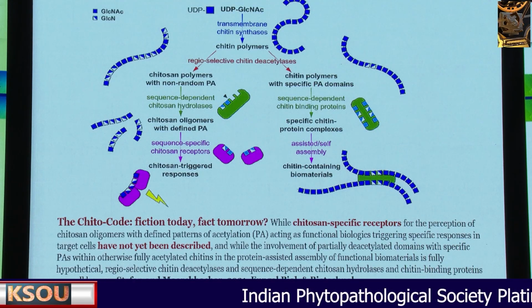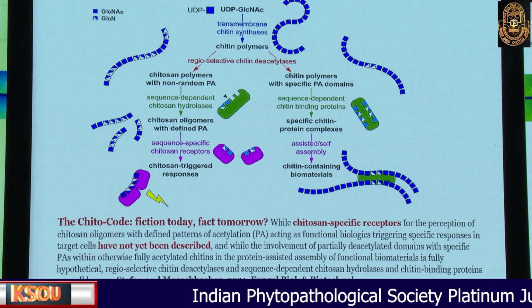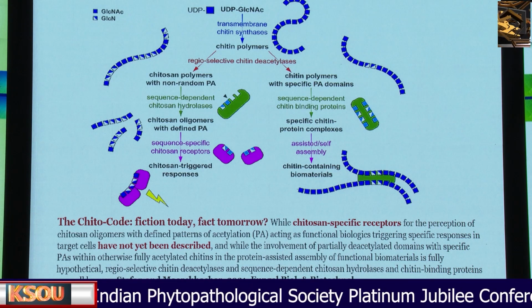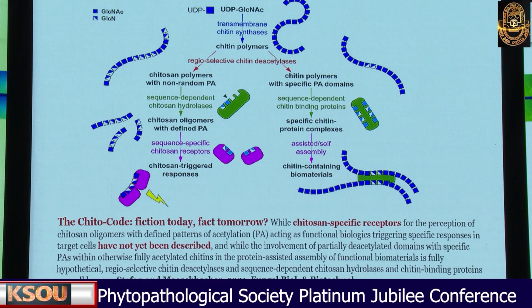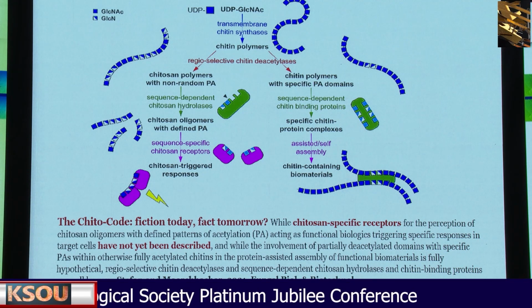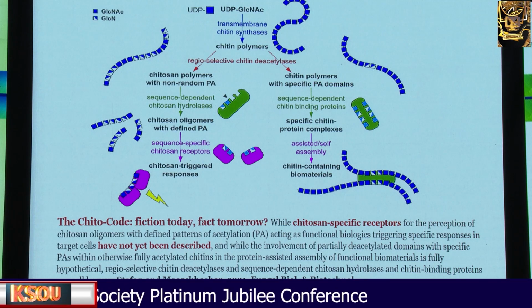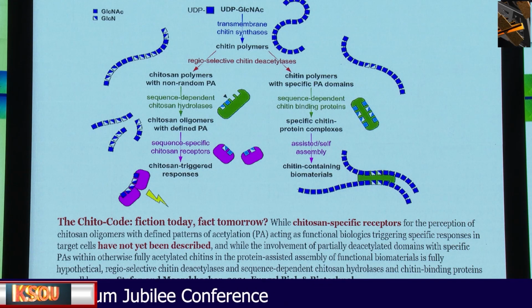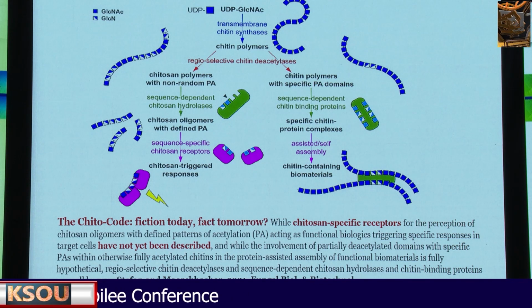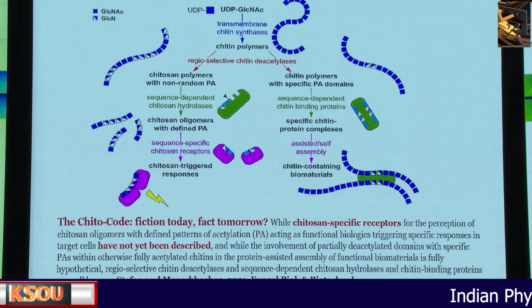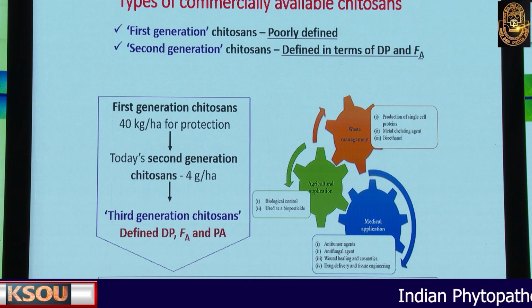This means there is a code for the chitin, and to some of us it may look like what I'm talking about is fiction, but it may be a reality tomorrow. There is a reason for us to believe that these things are happening, and there is a way forward to see how best we can produce these kinds of molecules, to take advantage of how plants recognize microorganisms and how to make use of that.